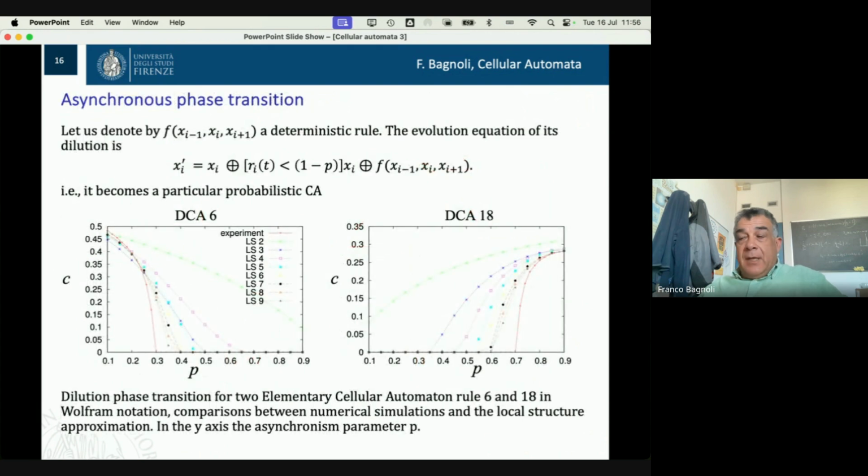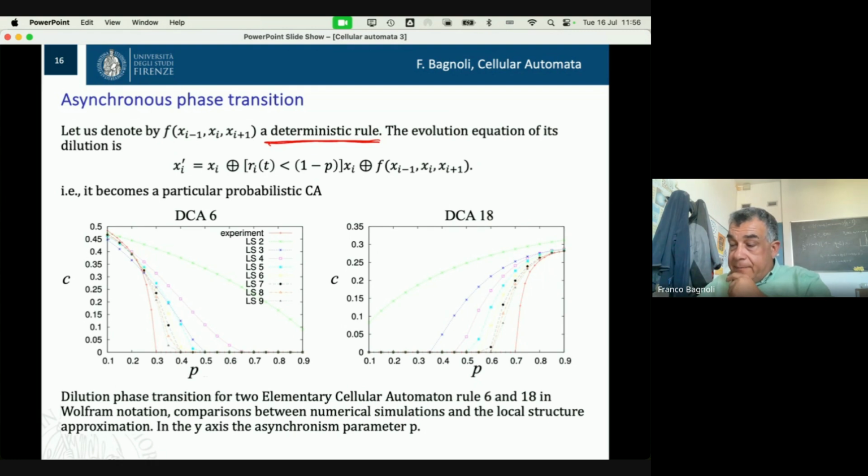And another interesting phase transition happens if you take a deterministic rule, but you apply this only for a certain number of sites. Otherwise, it stays the same. So maybe you can write it like this.